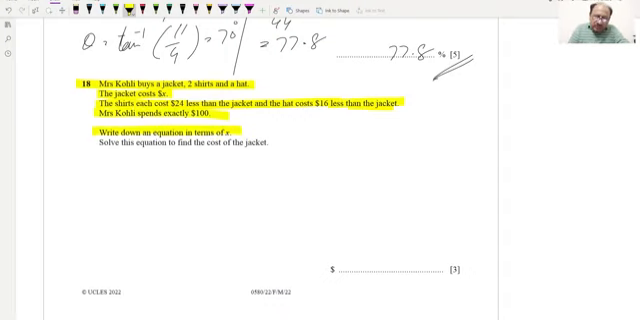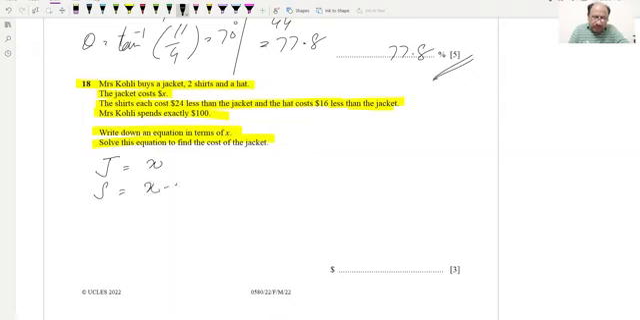Write down an equation in terms of x. Solve this equation. So we can basically form the equation. We can write jacket is x dollars, and the shirt will be what?